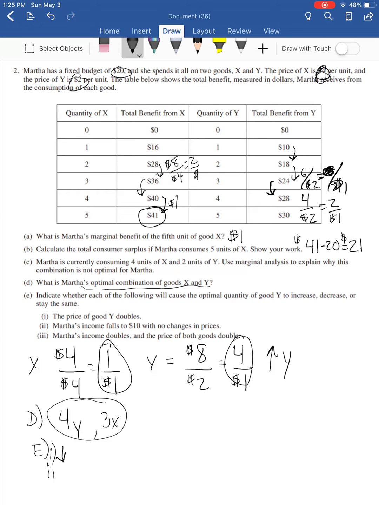For our second part, Martha's income falls $10 with no change in prices. Well, then her consumption is going to fall as well, so that would be decrease. She's just not going to have as much money to buy that combination anymore. And then the third one, if her income doubles and the price of both goods double, our ratios will remain the same, and her optimal quantity of good Y would stay the same.